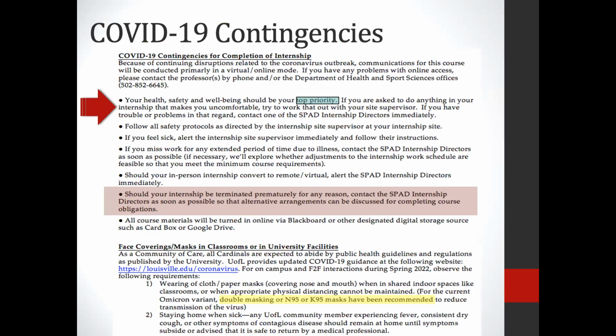Our top priority is your safety, health, and well-being. So if you have any concerns related to COVID-19 policies, please let us know. For your internship, you should follow the internship requirements at your organization. So it might not be exactly the same as what we are doing at the University of Louisville or what you're used to, but please follow the policies that your organization provides you. If you are concerned about your health, well-being, or safety, please let us know as soon as possible. Of course, we want it to be safe for you, and we want your experience to be a great learning experience.